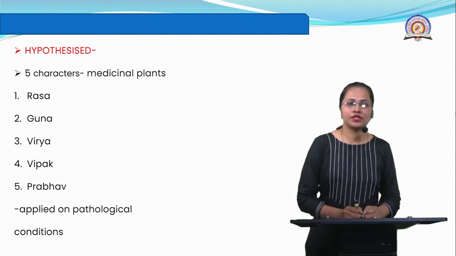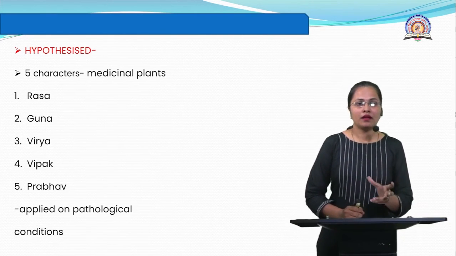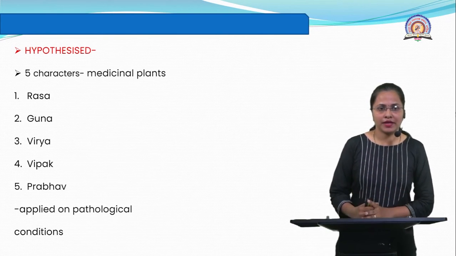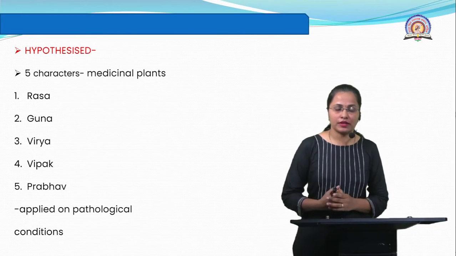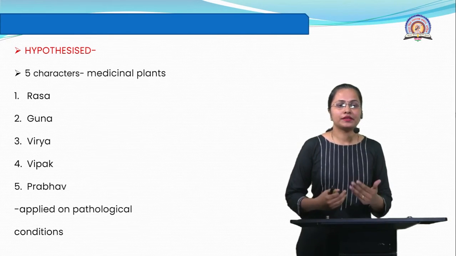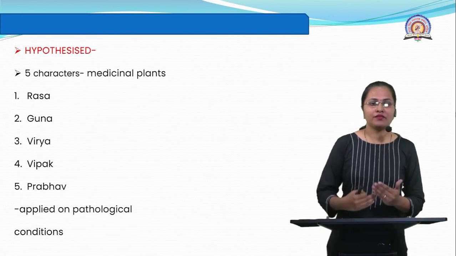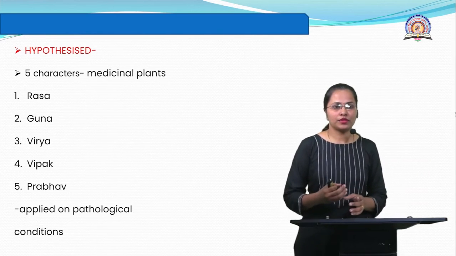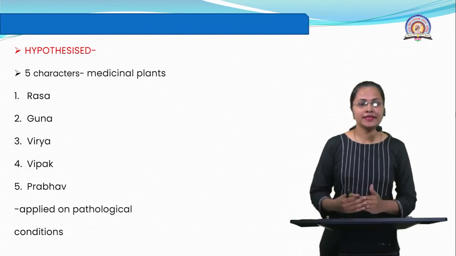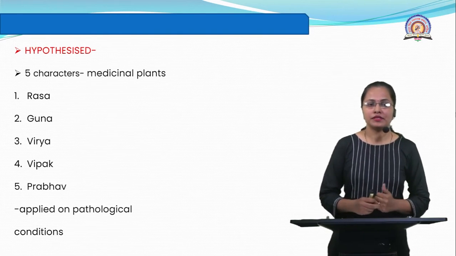the active principle which is present in the plant. Guna means the characters of the plant. Virya is the liquid or the formulation which was prepared, and it is an energy giving thing. Then vipak, again a preparation by using various plants, and prabhava is the result.